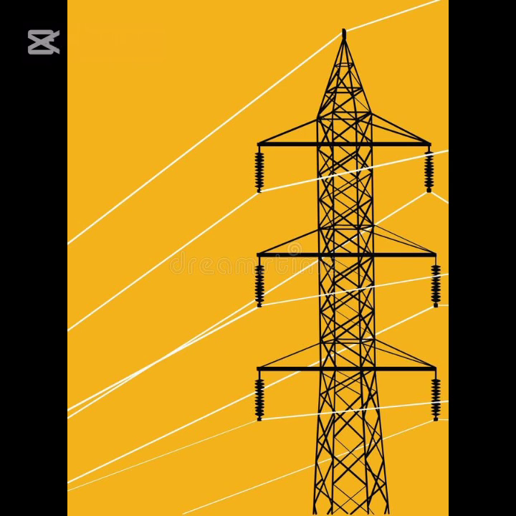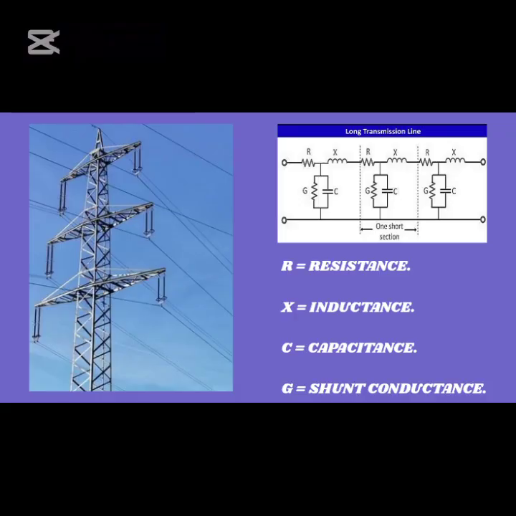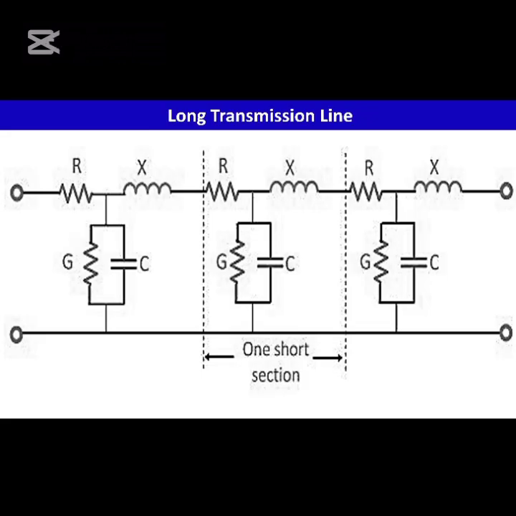The transmission line has mainly four properties, which are resistance, inductance, capacitance, and shunt conductance. These parameters are uniformly distributed throughout the line. Hence, it is also called the distributed parameters of the transmission line. In their configurations, inductance and resistance give rise to series impedance, while capacitance and conductance contribute to shunt admittance.